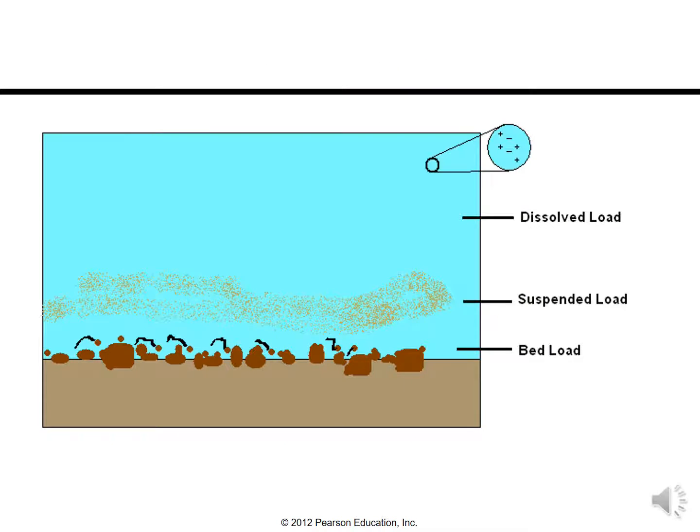Here's a picture that helps you understand the dissolved load, mostly the cations, anions, or anionic complexes. And here you can see the suspended load. This is what you're going to see if you take a beaker of water from a river.